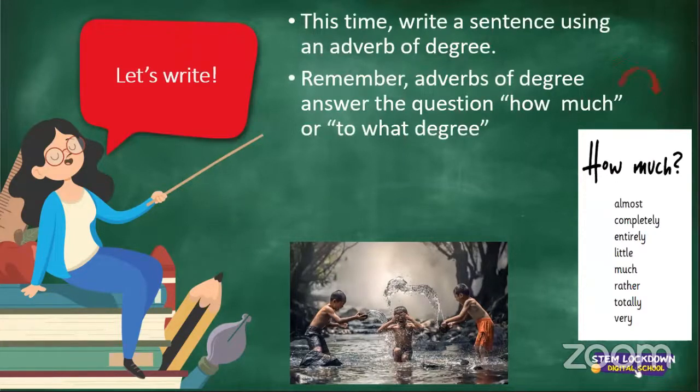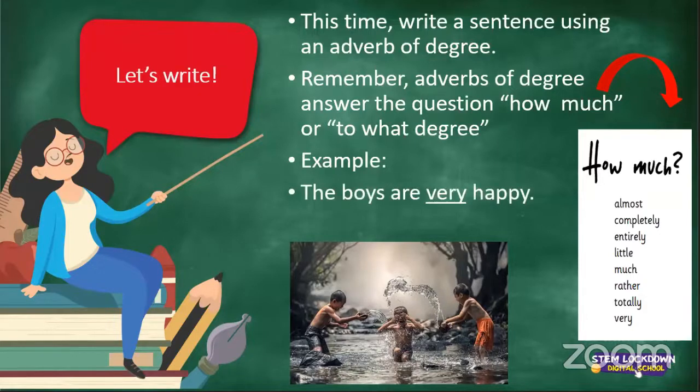And here are some words that you can use. So you can make up any sentence and then use some of these words. Or there are more, but let's look. You can use almost, completely, entirely, little, much, rather, totally, or very. My example, the boys are very happy. And then my adverb of degree will be very.